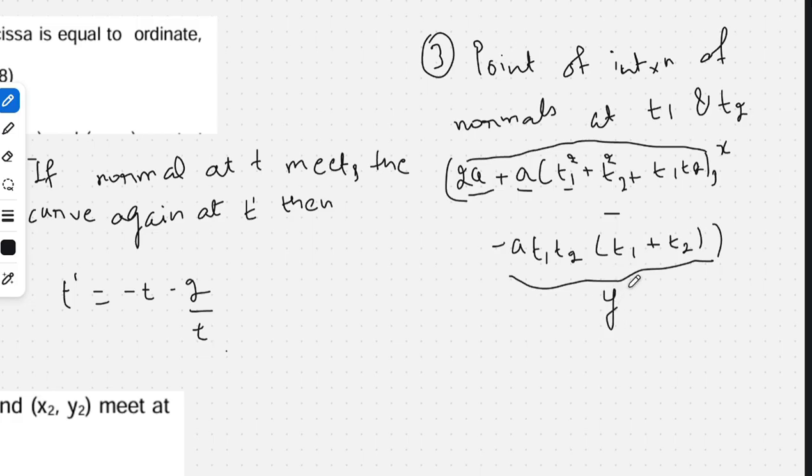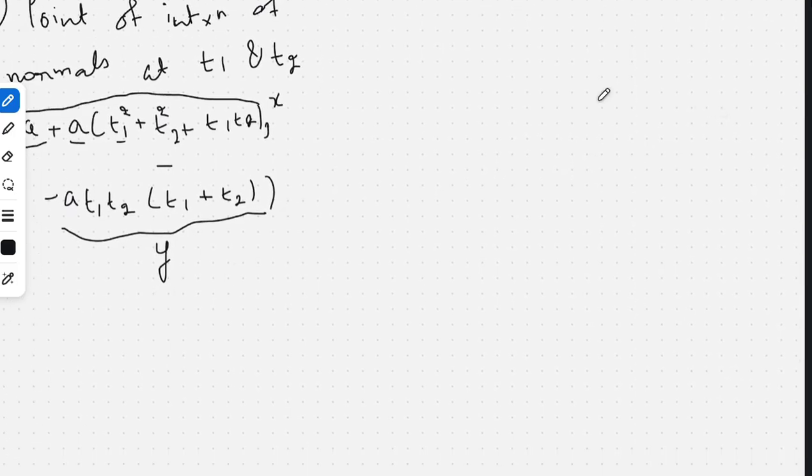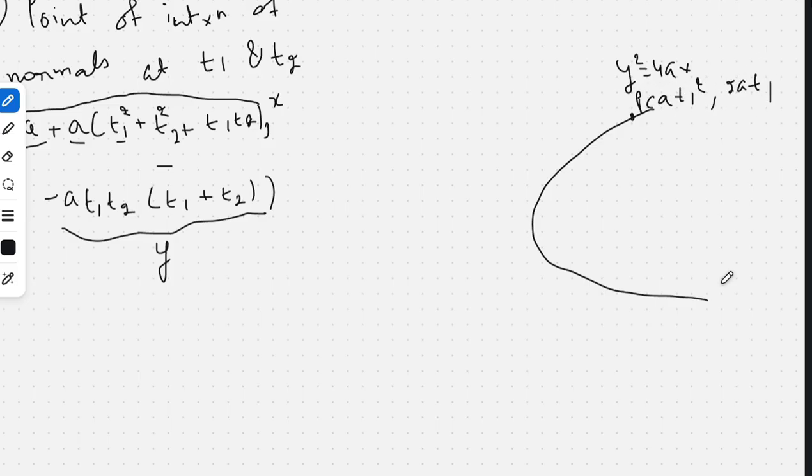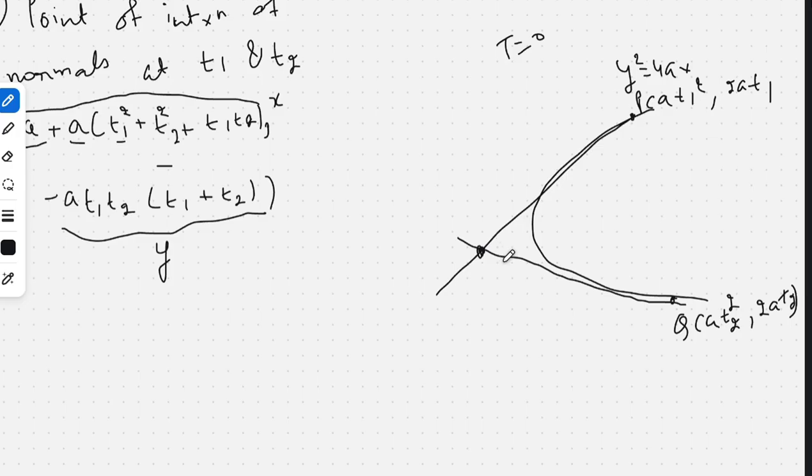You might be thinking, how are we able to find these points? So it is simple. You take the parabola. Let's say this is our parabola, y square is equal to 4ax. We have assumed one point P, a t1 square comma 2a t1, and another point Q, a t2 square comma 2a t2. If you remember, by using t, we can find the equation of tangents. So you can find equation of tangent at P, you can find equation of tangent at Q, and you can also find the point of intersection of those tangents, the previous result that we have discussed.